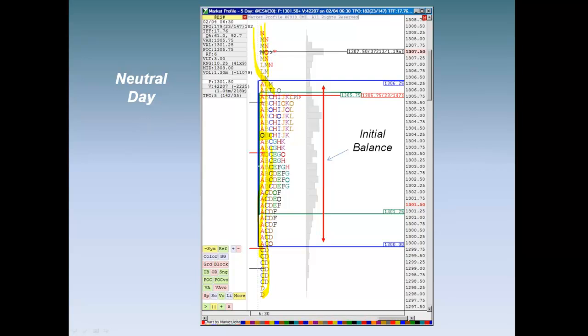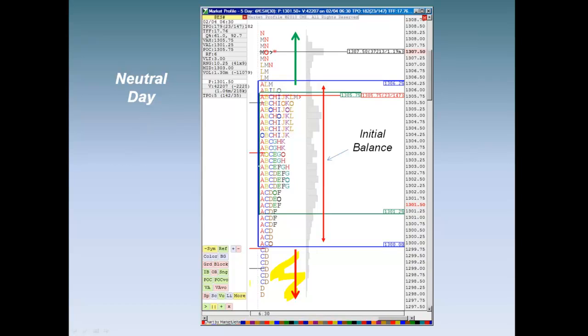So take a look. We've had range extensions for the day on both sides of the initial balance. One time we went below it, and the other time we went above it. So this is the characteristic of a neutral day. We extended or expanded our range on both sides of the initial balance. As you can see, we went up above the initial balance, and we also went down. So no directional bias. We were really neutral.